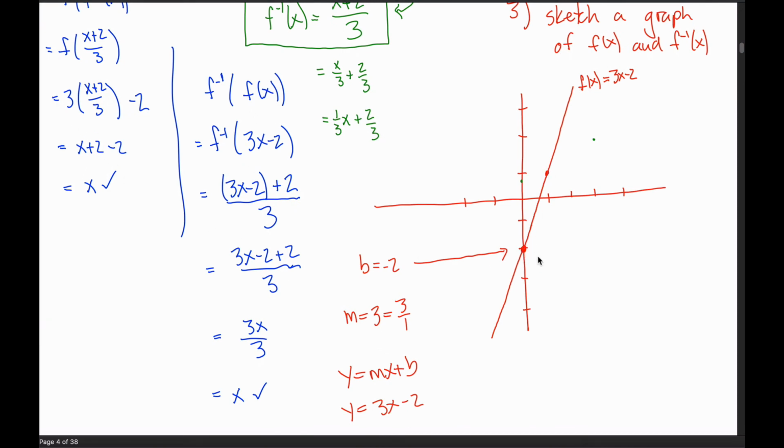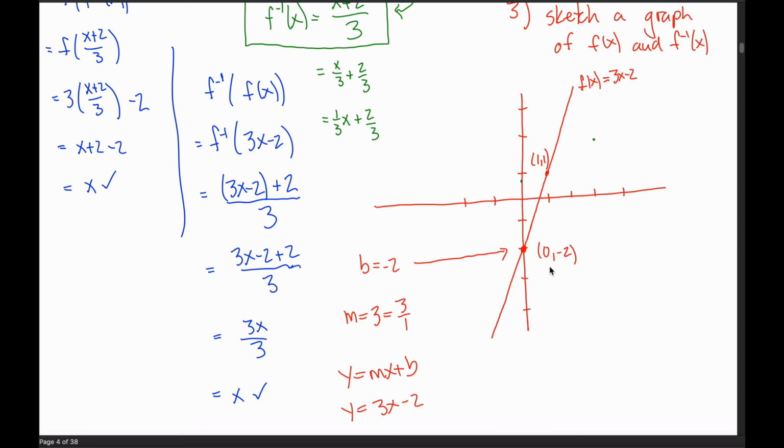This point right here has an x coordinate of 0 and a y coordinate of -2. And this point right here has an x coordinate of 1 and a y coordinate of 1. What it means for this point 0, -2 to be on this graph is when the x coordinate equals 0, the y coordinate equals -2. What I have here is an input-output pair. It's saying when I put 0 into my function, -2 comes out.